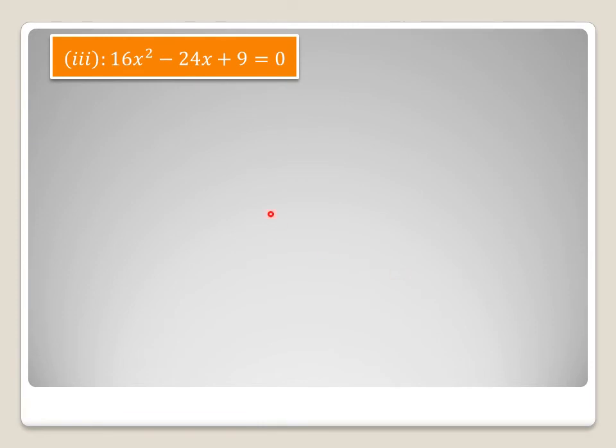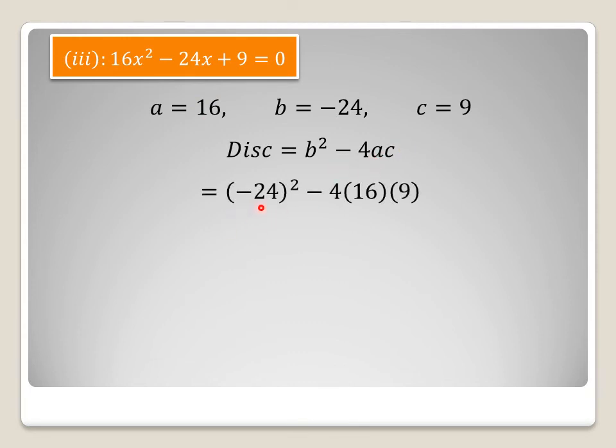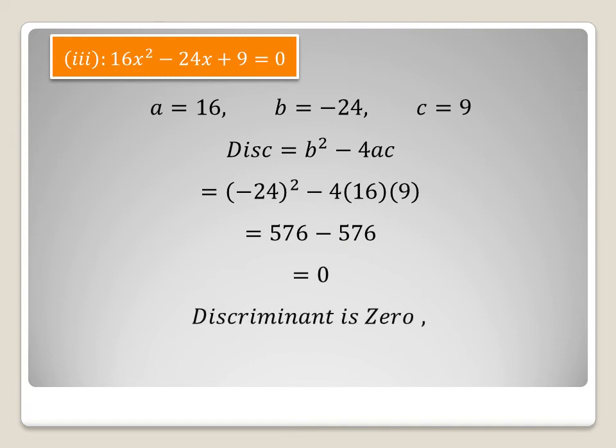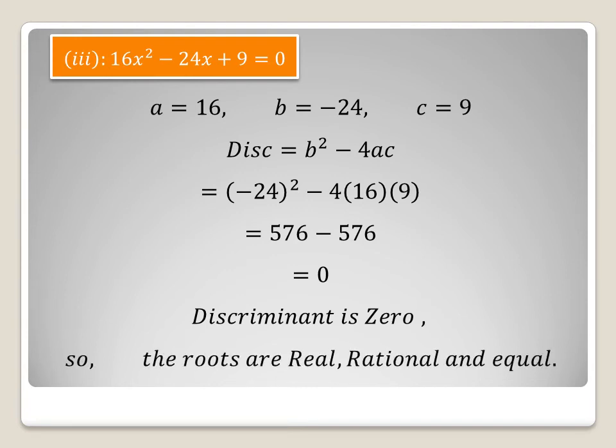Solving part 3, 16x squared minus 24x plus 9 equals 0. Taking the values of a, b and c, it will be 16, minus 24 and 9. Putting the values in the discriminant, b squared minus 4ac, it will become the square of minus 24 minus 4 into 16 into 9. The square of minus 24 is a positive number, which is 576, and multiplying 4 with 16 and 9, we also get 576. So plus 576 will cancel with minus 576. Our answer will be equal to 0. You know, when the discriminant is equal to 0, the roots are real, rational and equal.